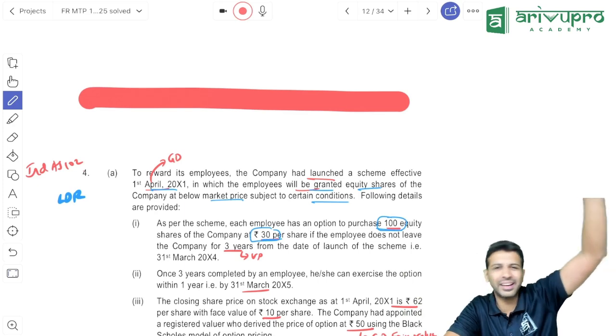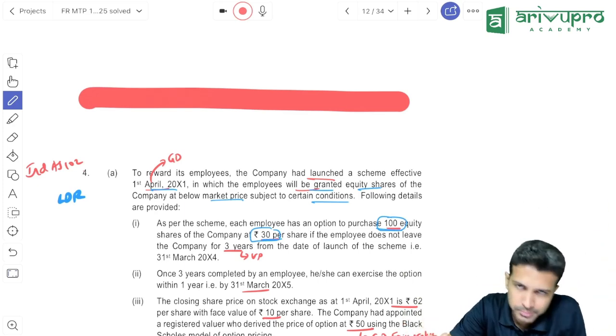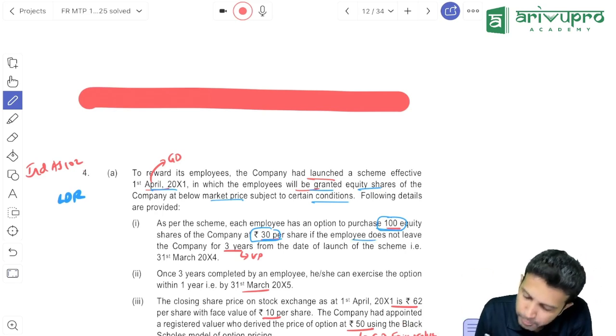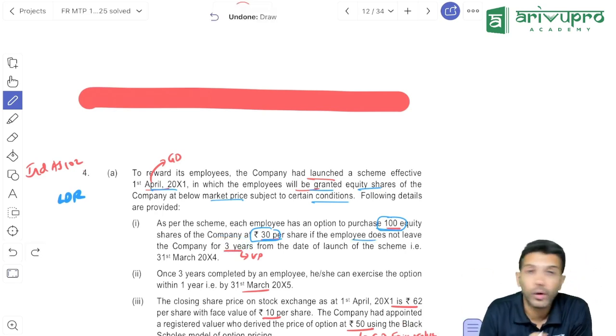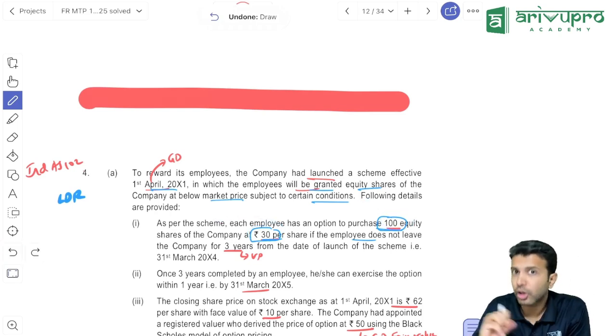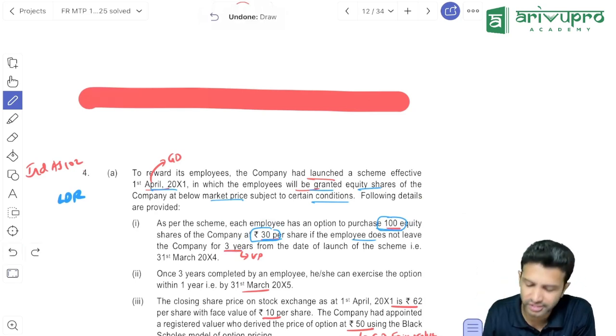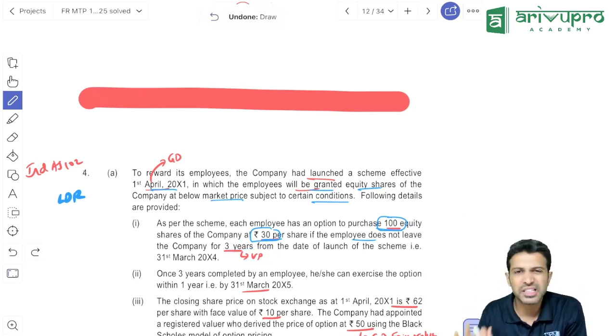Market value maybe 80, 100 or whatever. We are issuing the shares at a lower than market value. If the employee does not leave the company for 3 years, every employee can buy how many shares? 100 shares at 30. But in order to be eligible to buy the shares, minimum they should work in the company for how many years? 3 years. That's your vesting period. So here the vesting period is 3 years.